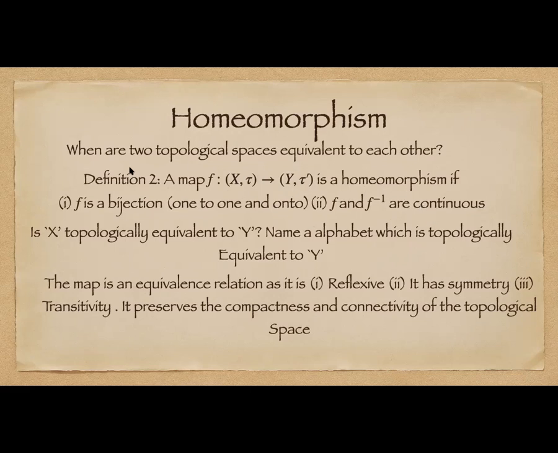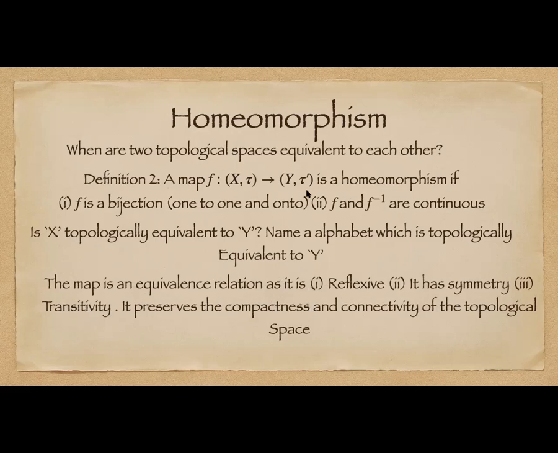So that is the two requirements of a map which makes the two topological spaces homeomorphic to each other or equivalent to each other. And then we can ask this question, is X topologically equivalent to Y? Why is this an equivalence relationship? Because it has all the elements required in mathematical language for equivalence, and that is, it is reflexive, it has symmetry, and it is transitive.